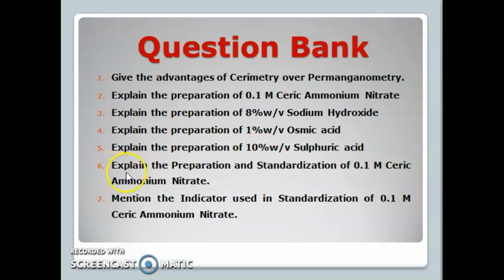Sixth question, explain the preparation and standardization of 0.1 molar ceric ammonium nitrate. And the last question, mention the indicator used in standardization of 0.1 molar ceric ammonium nitrate.